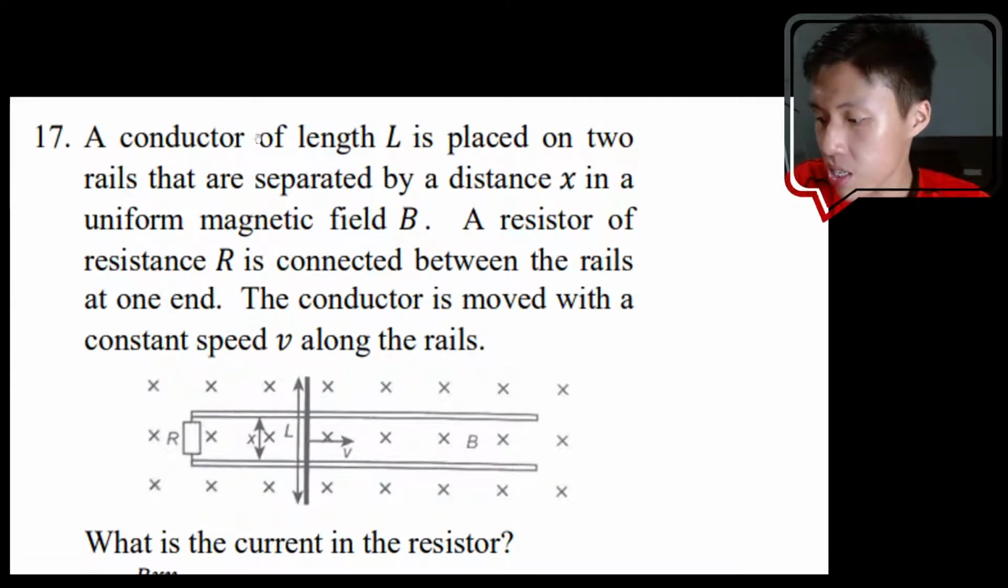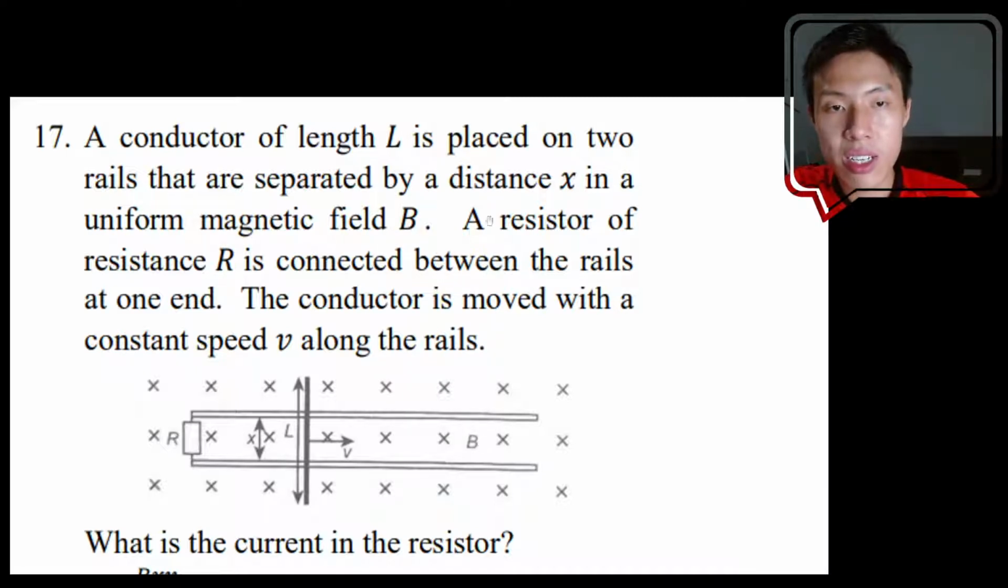A conductor of length L is placed on two rails that are separated by a distance of x in a uniform magnetic field B. Wow, so many symbols. So this conductor here has a length of L and it's placed on two rails. There is a rectangular shape over here, two rails, and the two rails are separated by a distance of x in the uniform magnetic field of B.